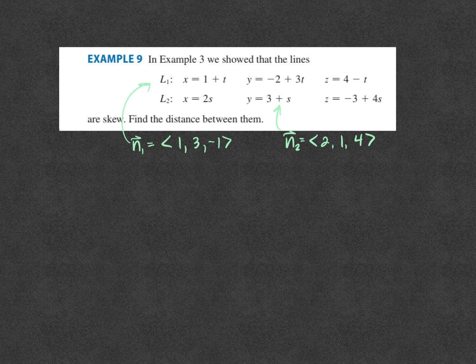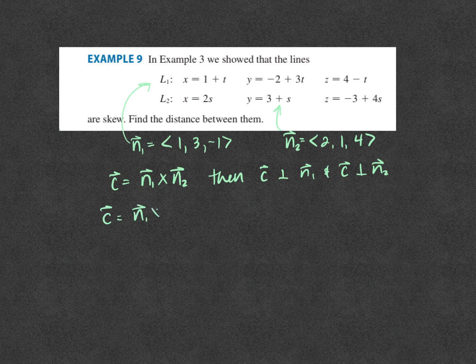Now, in order to find the distance between them, we need a normal vector. We're going to call it c like we did before. And if we can find n1 cross n2, then c is perpendicular to both n1 and n2. It's perpendicular to n1, and c is perpendicular to n2. So let's find vector c, which is n1 cross n2.